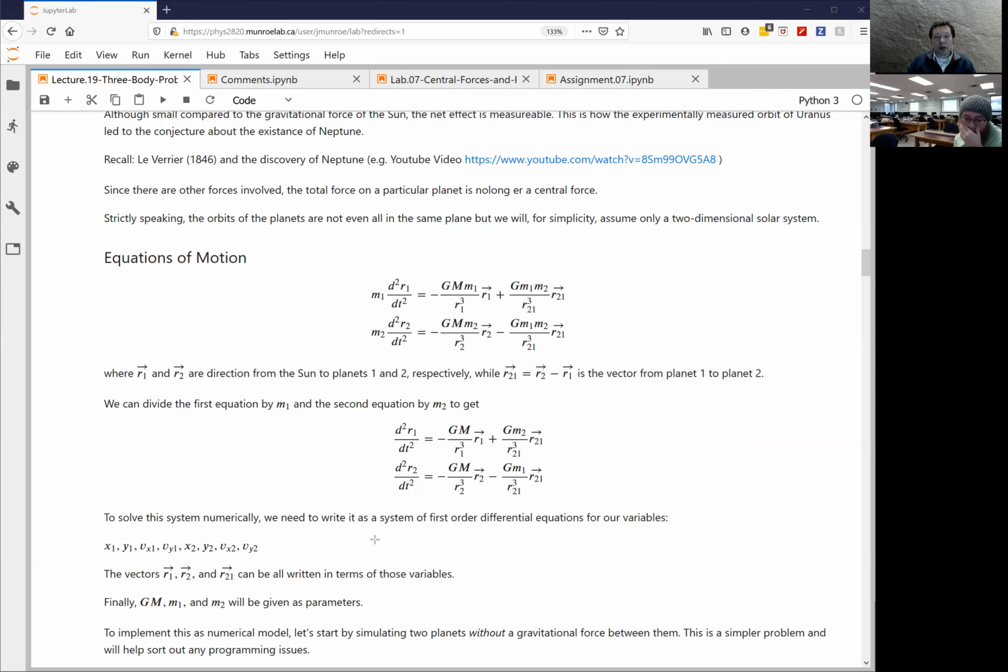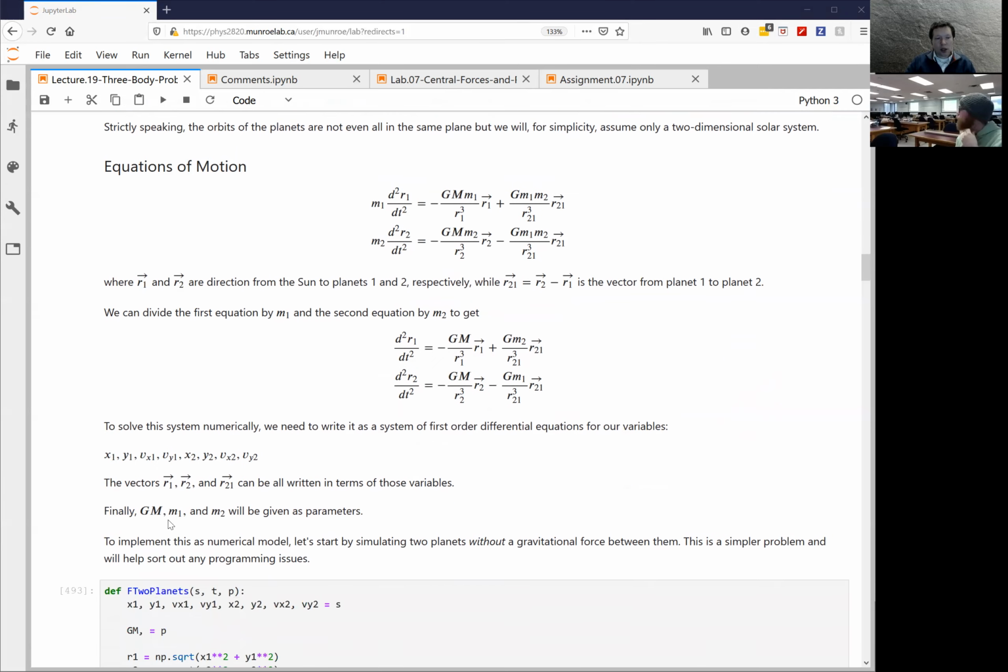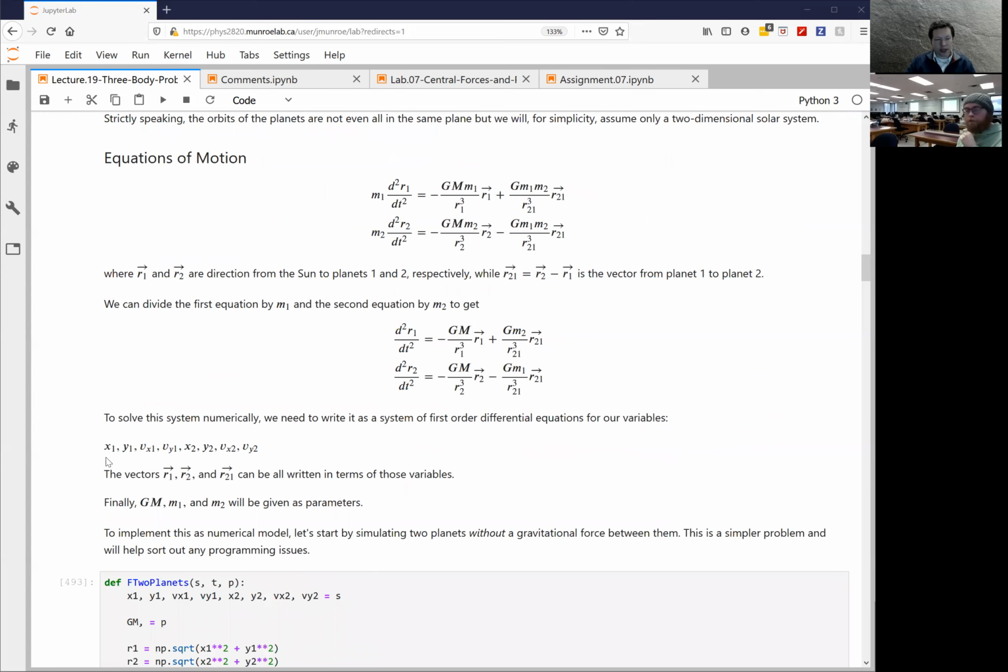If we're going to deal with two bodies that are moving, then you have to have twice as many variables. You need the coordinates for the first planet and the coordinates of the velocity of the first planet, and the coordinates and the velocity of the second planet. We're assuming that the sun is so much more massive than these two things that we don't need to worry about it as well.